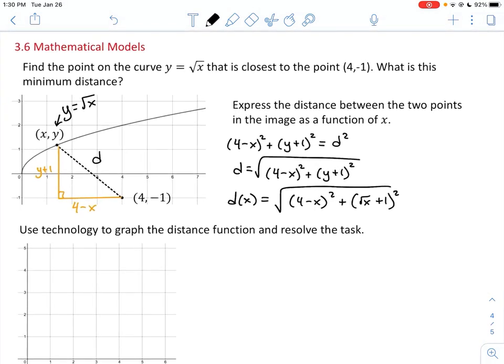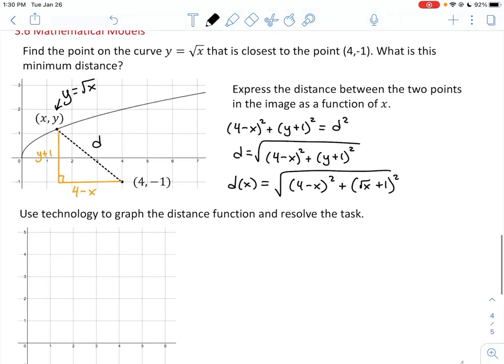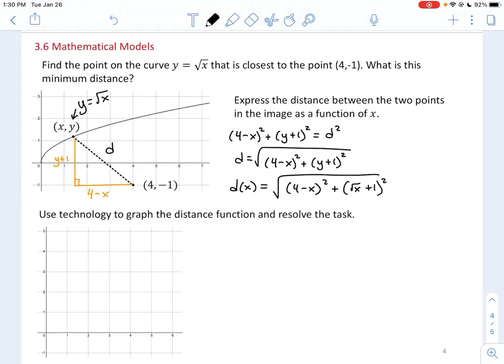And there is our distance function as a function of x. Use technology to graph the distance function and resolve the task. Well, the task is we are trying to find the point on the curve that is closest to (4, -1), and we want to find out what that minimum distance is.